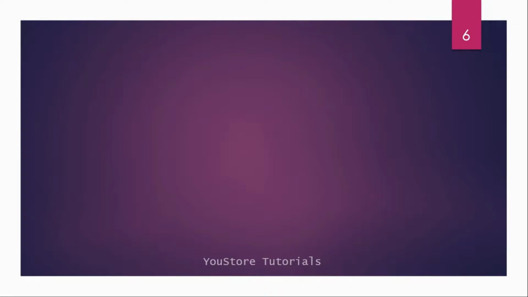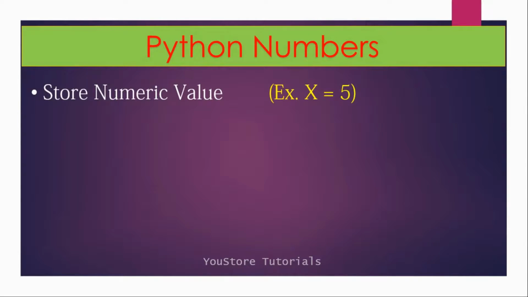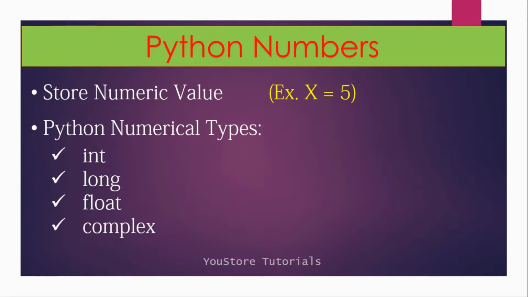The first standard data type of Python is numbers. The numbers data type stores numeric values. Number objects are created when you assign a value to them. Python supports 4 different numerical types: integers, which are signed integers; long, which are long integers that can also be represented in octal or hexadecimal; floating point, which are real values; and the last one is complex, that is complex numbers. Here in this example, the numeric value 5 is assigned to variable x.